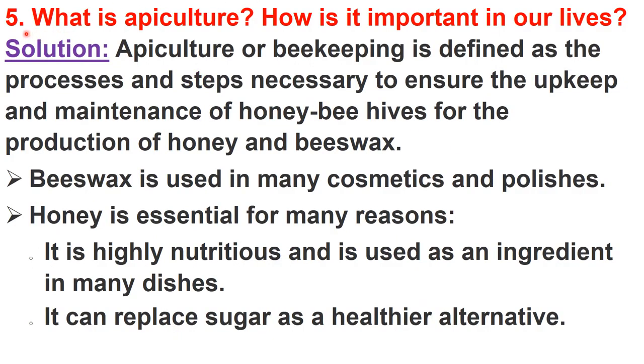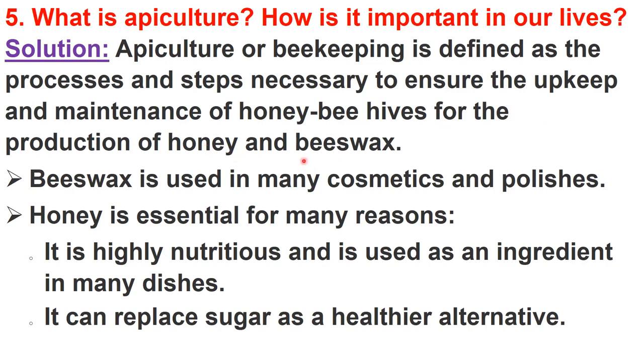Now this is question number 6 of NCERT. What is apiculture and how is it important in our lives? So you need to discuss the importance of apiculture here. So what is apiculture first? Apiculture can also be called beekeeping, and it is defined as the processes and steps necessary to ensure the upkeep and maintenance of honeybee hives for the production of honey and beeswax.